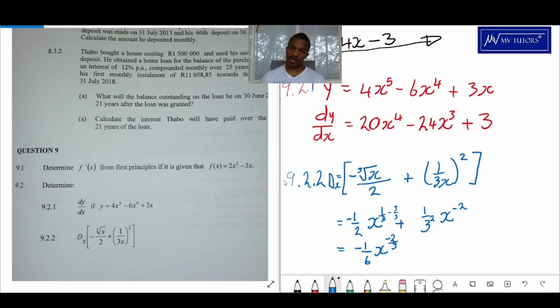Okay, and then this one multiplying this here, I'm gonna have minus 2 over 3 squared is 9, and then x to the power minus 2 minus 1 is minus 3. Okay, so that's the final answer.